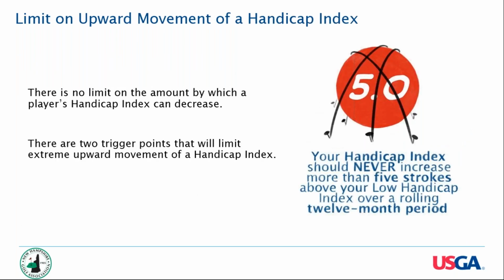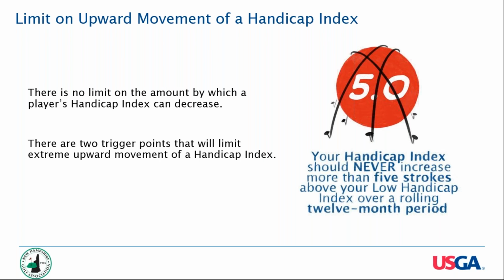So the limit on the upward movement. I do want to note that there is no limit on the max which the index can decrease. It can go down as much as it can, but when it comes to upward movement, your handicap index should never increase more than 5 strokes above your low handicap index over a rolling 12-month period. All right, so that's kind of where the soft cap and hard cap are going to come in here.